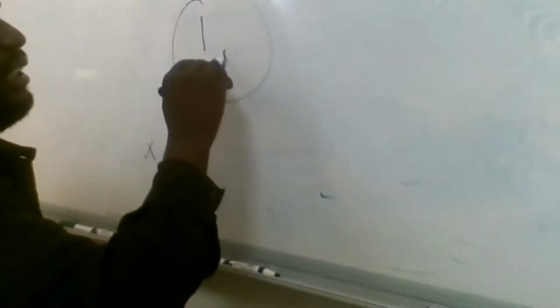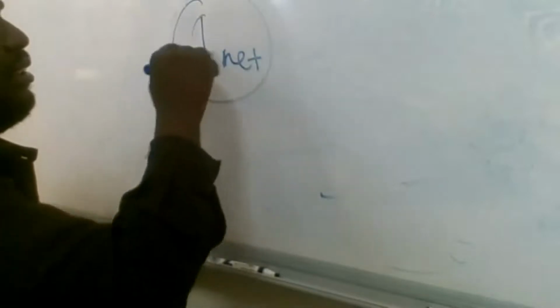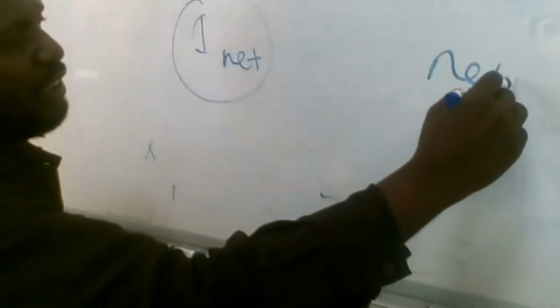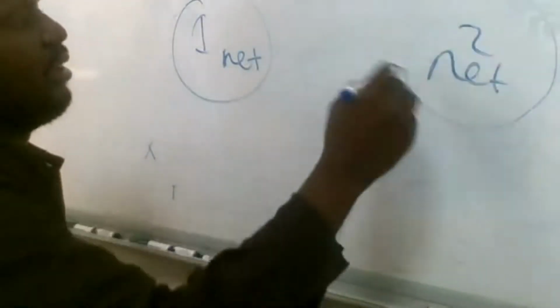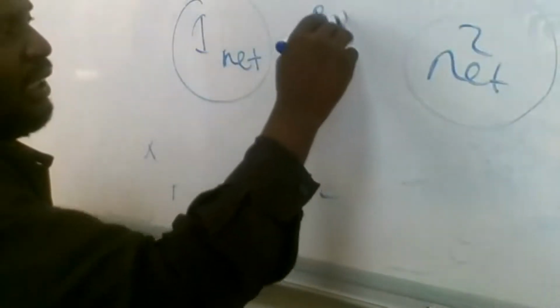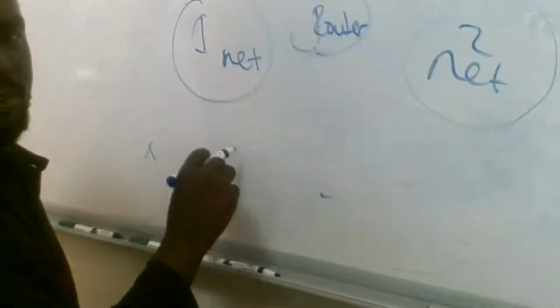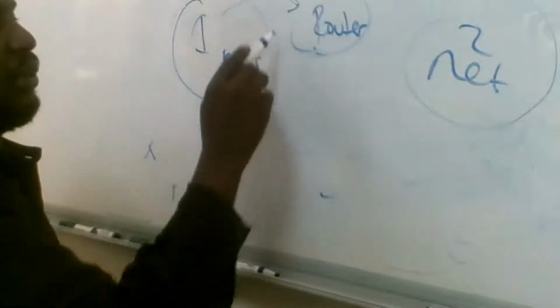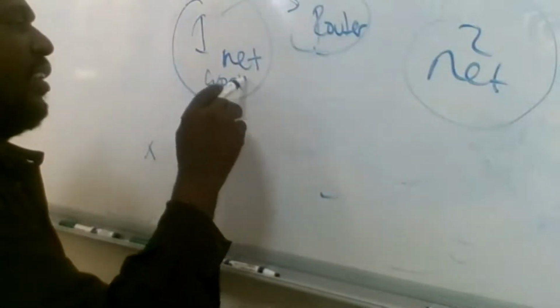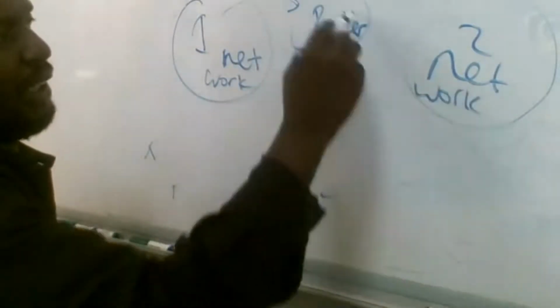Now, what is a router? A router is a computer device which picks information from one network and forwards it to another network. It will pick information from this network and pass it over to another network.